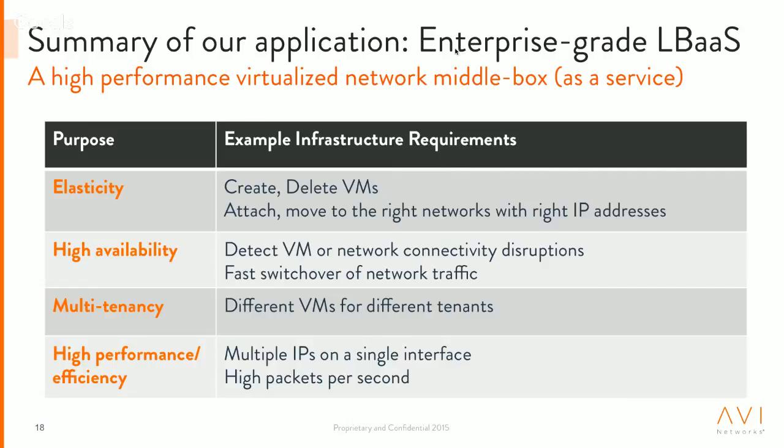And finally, high performance and efficiency. If you have a large number of virtual services or load balancers, you want to still support a large number of them with a minimal resource footprint. For that, we need to do something like multiple IPs on a single interface, and we want to handle a lot of packets, high packets per second, into the VM and so on. Okay, I will stop here for a second because I'm going to segue into talking about the OpenStack APIs. Any questions at this point on this application?